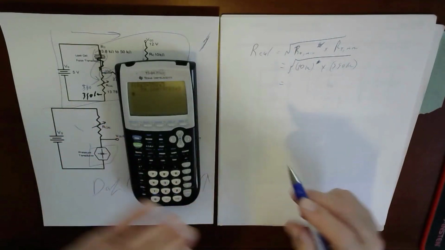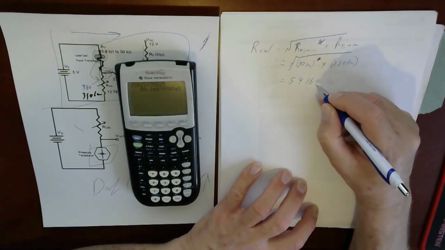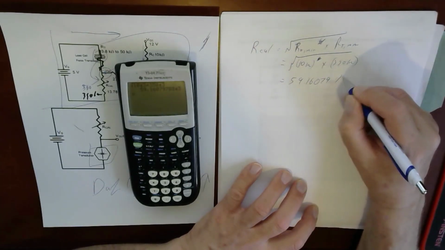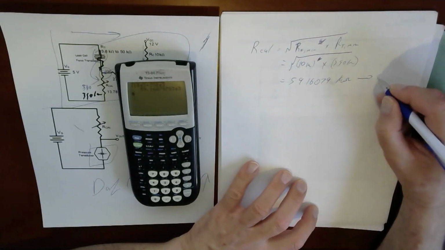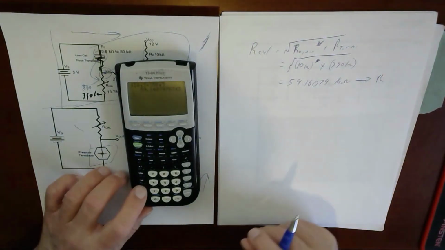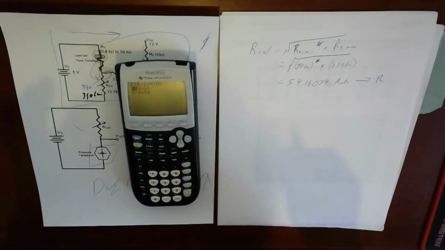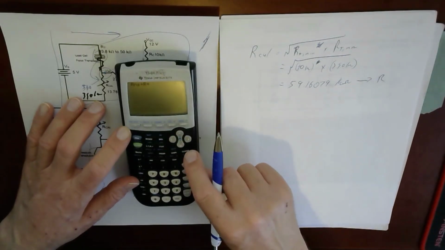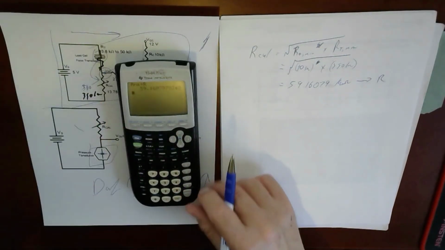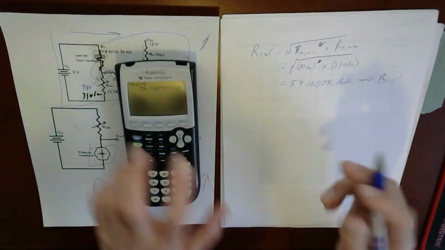Okay, good. So there we go. That's 59.16079 kilo ohms. And I'm going to save that in R. Done. Good, so that's in R. So I have that value and I can pull it up anytime I want.